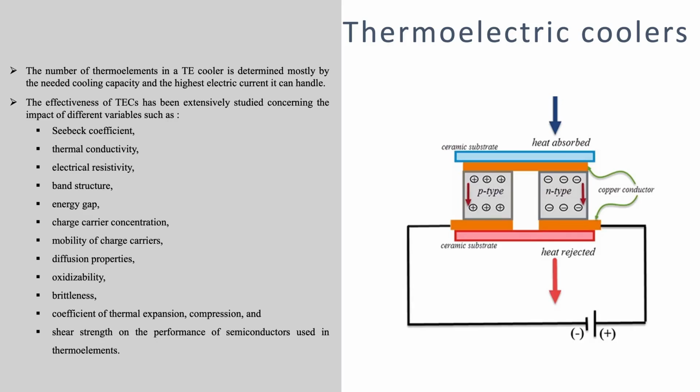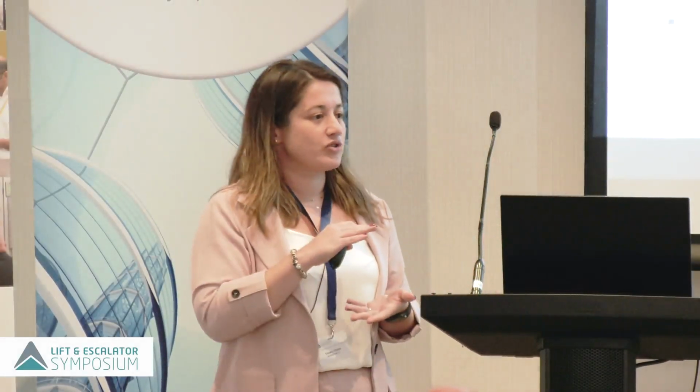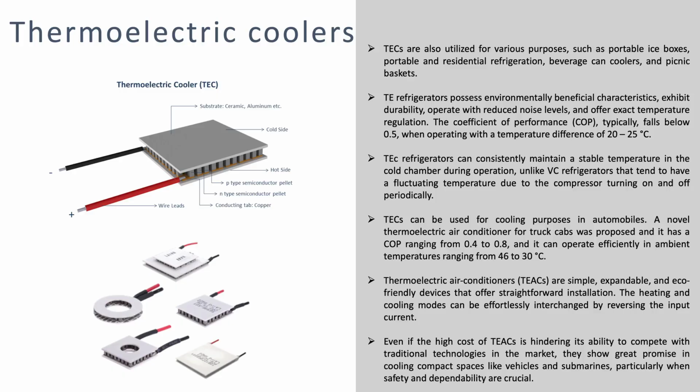So this is how they actually look inside. We have P-type, N-type, okay? And we have like a sandwich of ceramic plates on both sides. But the project has to look into how many elements I actually need. This is how they look in real life, and I have one of them in my pocket. It's that small, okay?